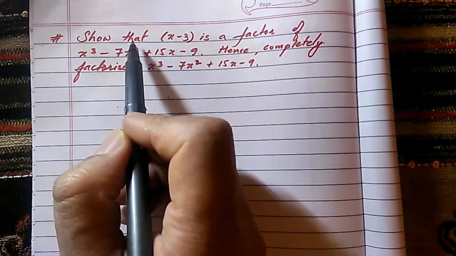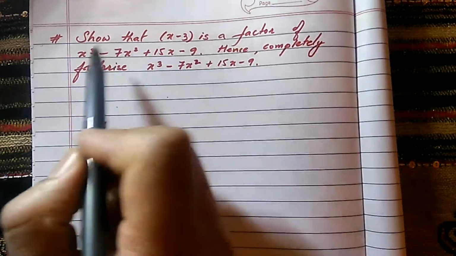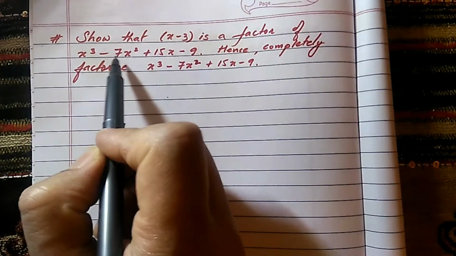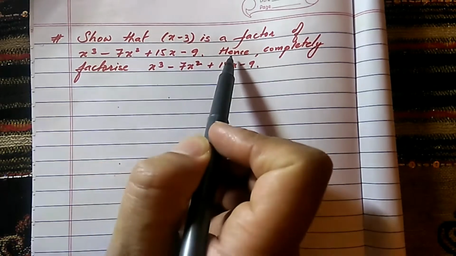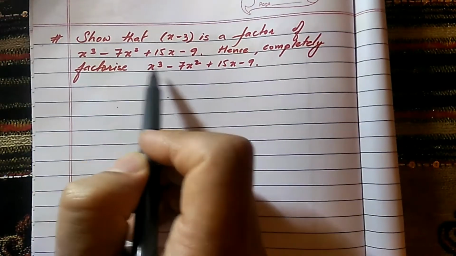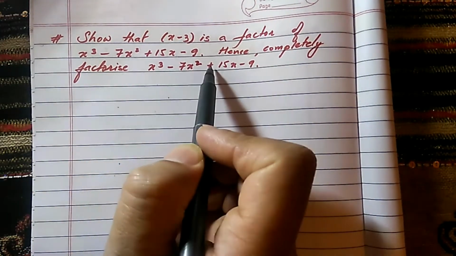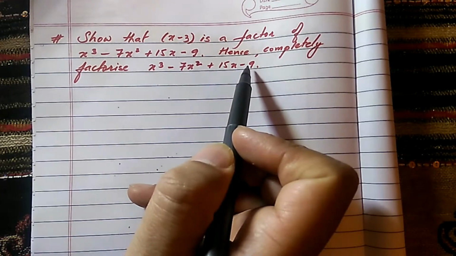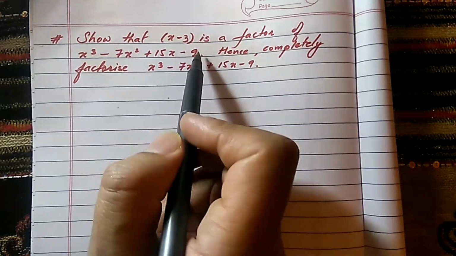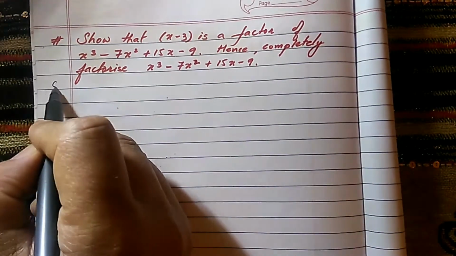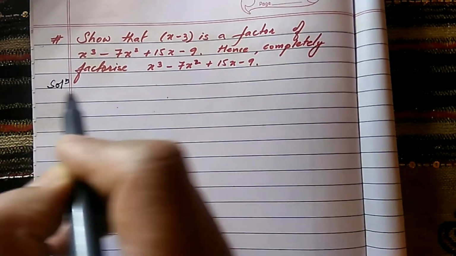It says, show that x minus 3 is a factor of x cubed minus 7x squared plus 15x minus 9. Hence, completely factorize x cubed minus 7x squared plus 15x minus 9. So this is a two-part question. The first part we already know how to solve. Let us do the first part quickly.